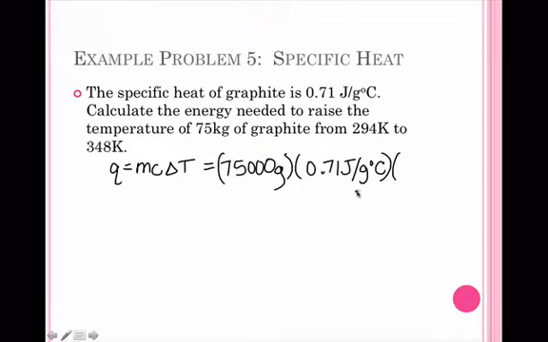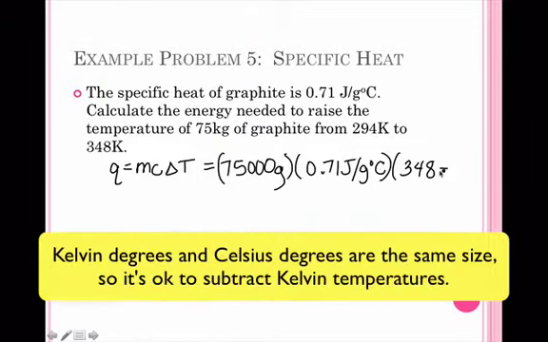That's the same reason that water, ice, and steam all have different specific heats, because they have a different structure. So I have my mass, my specific heat, and then I need my change in temperature. So I'm going to take the final, which is 348... I think I might have made a typo. I'm thinking yours says 358. So 358 minus 294 Kelvin.